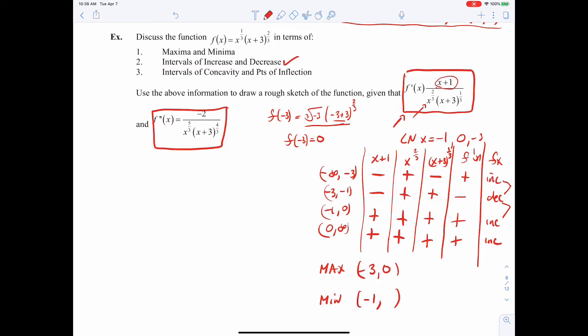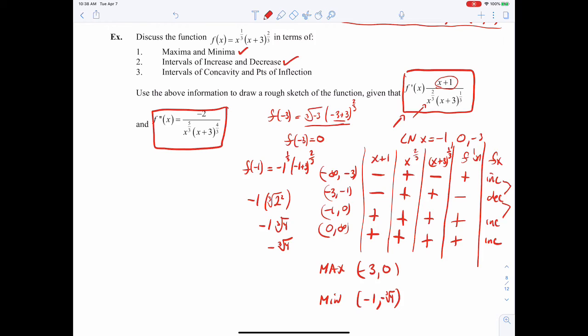Now the min, -1. So I have f of -1 equals -1 to the 1/3, or cube root of -1, times -1 plus 3 to the 2/3. So -1 cube rooted is just -1. And now I have -1 plus 3 is 2. And then I have 2 to the 2/3, the cube root squared. So what I'm left with here is -1 times cube root of 4, which is just negative cube root of 4. So this is my min, negative cube root of 4. So I now have my max and min and my intervals of increase and decrease accounted for.